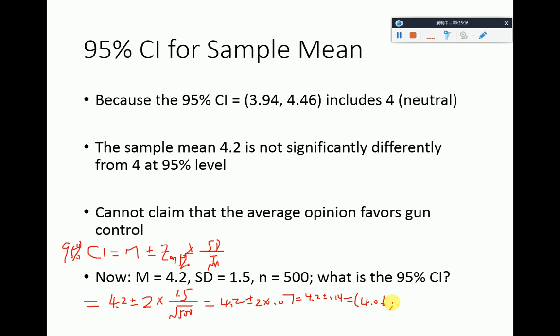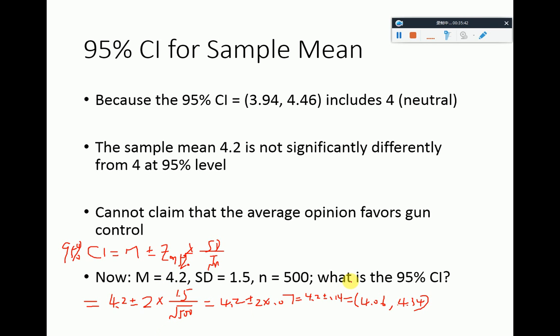The upper bound will be 4.2 plus 0.14. So that will be 4.34. Okay, so there we go. This is our 95% confidence interval for this particular point estimate of the sample mean or population mean.